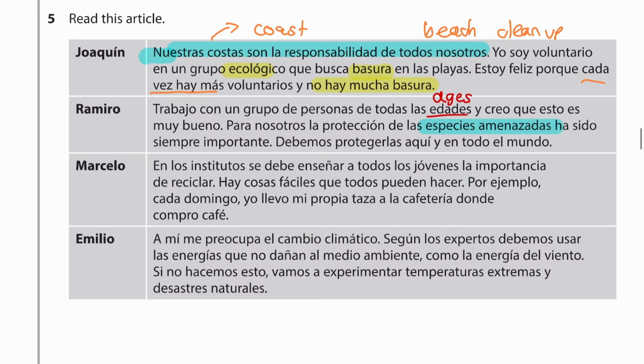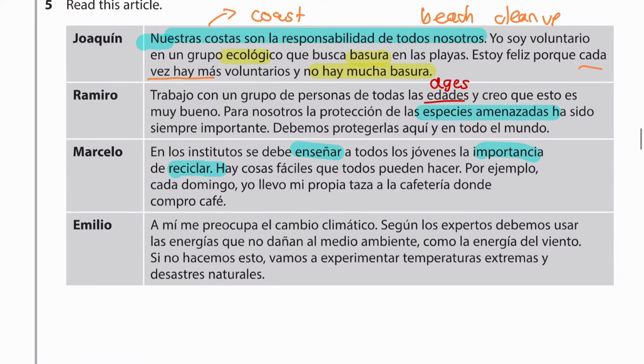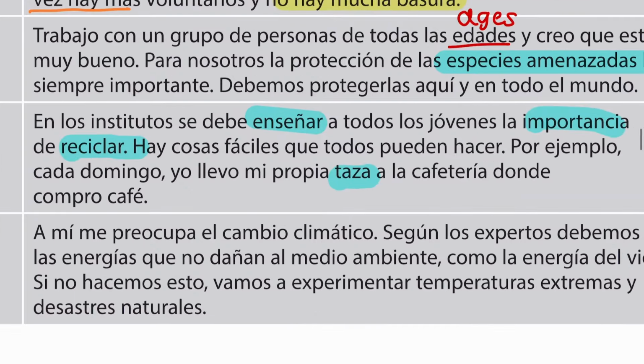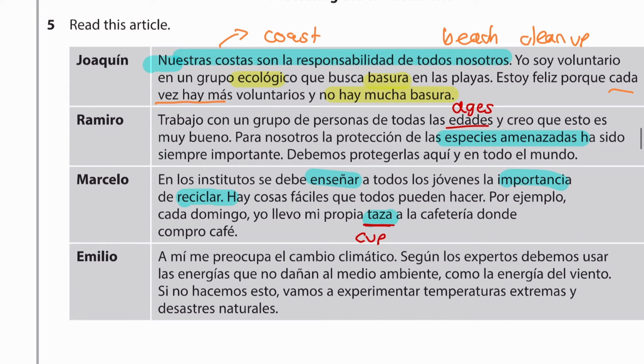Okay. Marcelo, en los institutos, in schools, se debe enseñar a todos los jóvenes la importancia de reciclar. So the importance of recycling in schools. Hay cosas fáciles que todos pueden hacer. There are easy things that everyone can do. For example, each Sunday I bring my own bag to the cafeteria where I buy tea. Sorry, not bag, I bring my own cup or glass. This taza is not a really common word, but it means cup, let's say cup, glass, to the cafe where I buy tea, I buy coffee.